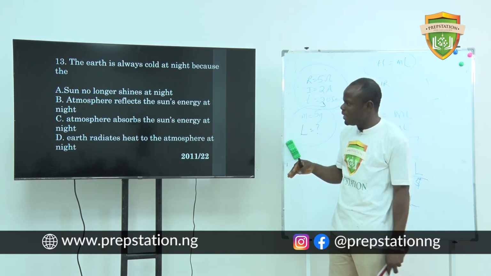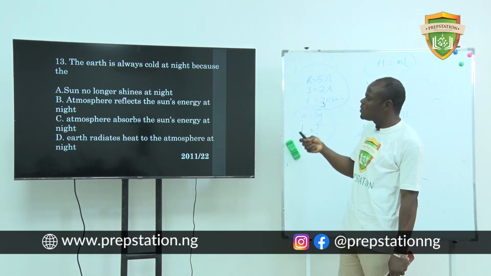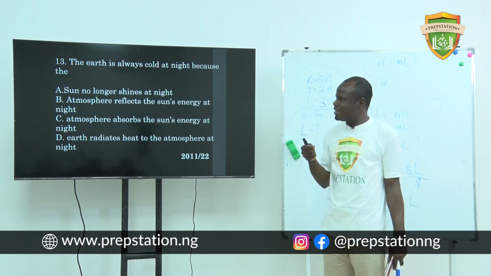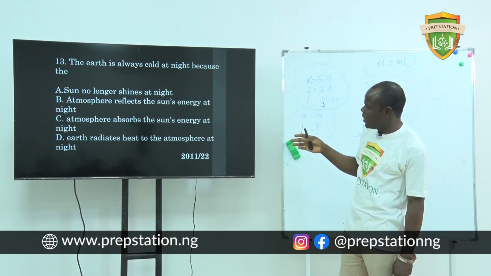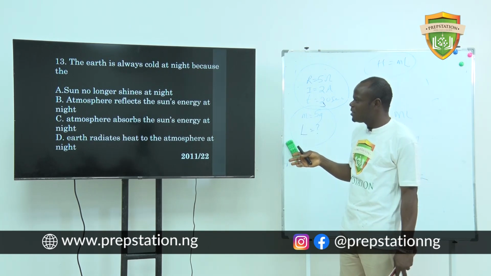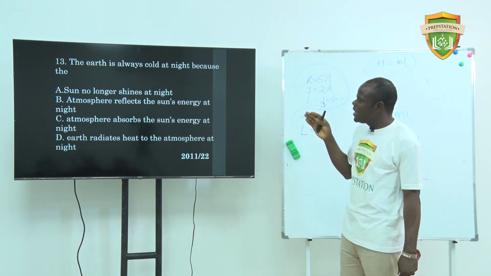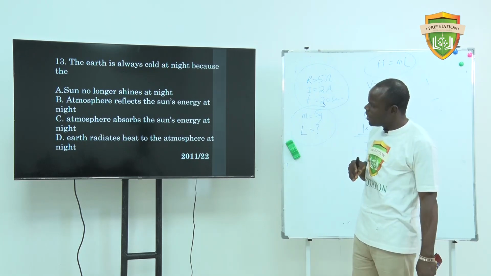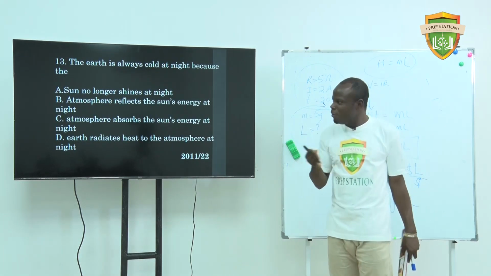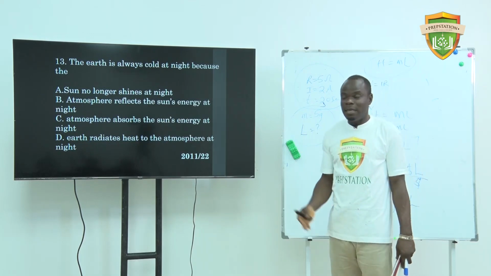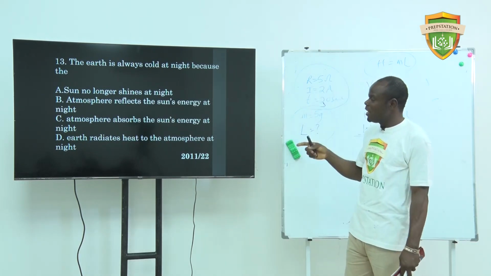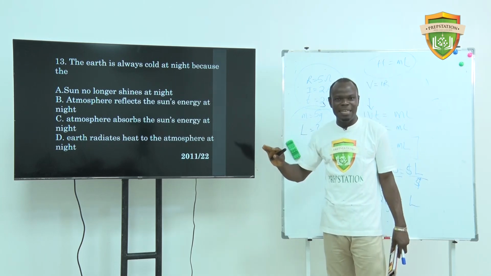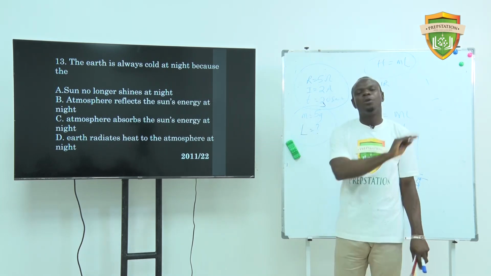Let's go to option C. Atmosphere absorbs the sun's energy at night. Wow, that is interesting as well. Option D says, earth radiates heat to the atmosphere at night. Could this be the answer? Should I leave it for your purview? But the correct answer definitely is D. Earth radiates heat to the atmosphere at night, definitely making the earth feel cooler.